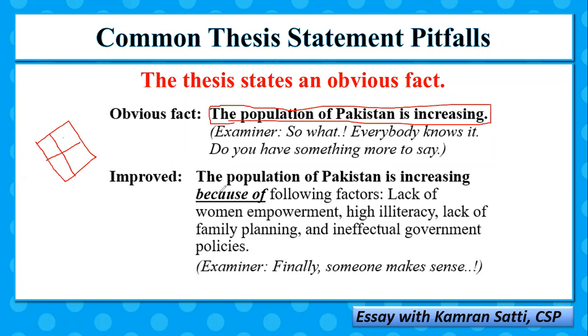So here is an improved version of a thesis statement: the population of Pakistan is increasing because of the following factors: lack of women empowerment, high illiteracy, lack of family planning, and ineffectual government policies. Now the examiner knows what you are going to talk about. On the problem of increasing population growth in Pakistan, you will be talking about the factors which contribute to it. Now you have given him 4 factors. Of course you would be writing more, but you have given him 4 main factors. Now the examiner knows what to expect in your essay.